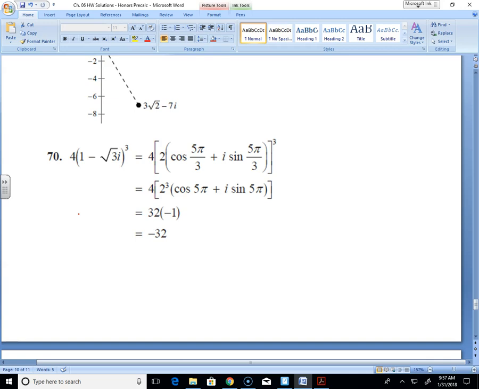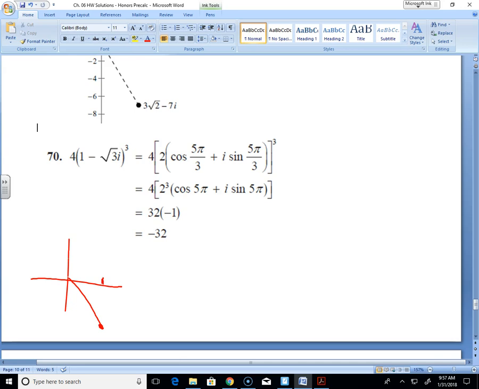And how did they know to put it in the fourth quadrant? The x was positive. The y was negative. Fourth quadrant, so that's why they chose 5 pi over 3. Pi over 3 would have been wrong. 2 pi over 3 would have been wrong. 4 pi over 3 would have been wrong. But we needed 5 pi over 3 because that matches up with the positive x.